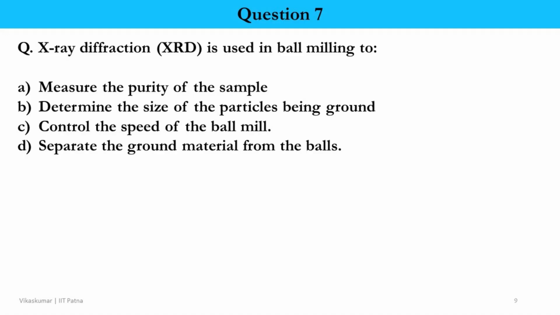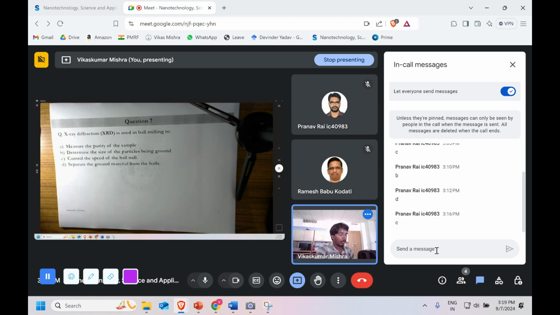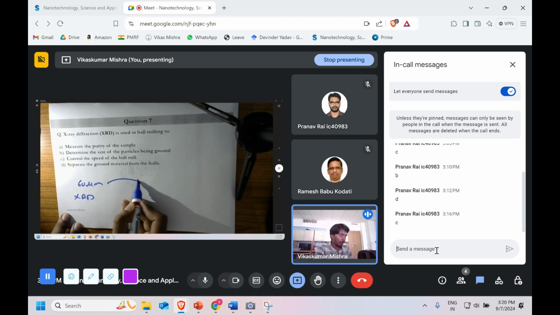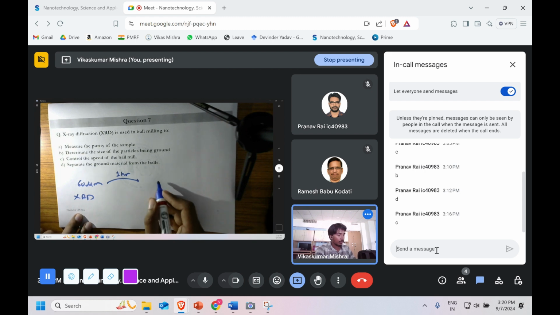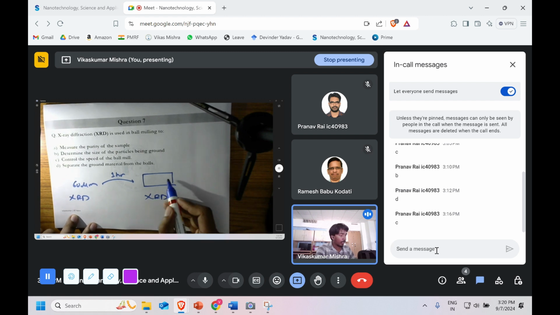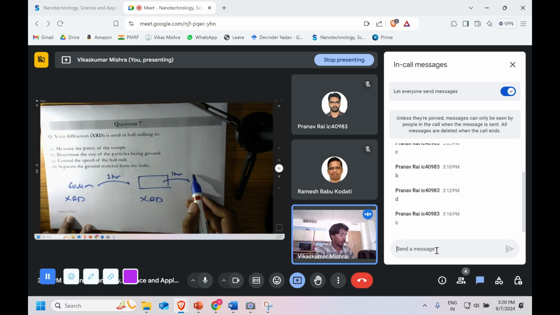Now, see this. The question is saying that the XRD pattern is used in ball milling too. I had a material. It is of 60 micrometer size. I did XRD. Now, I put it in the ball milling for 1 hour. Something might have happened to the particle size. Now I did the XRD of this. Now again I put it in the ball milling for 1 hour, and I got some particle size. Now I did the XRD of this.